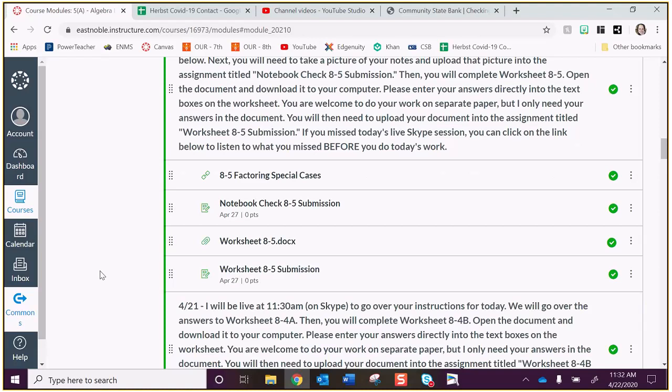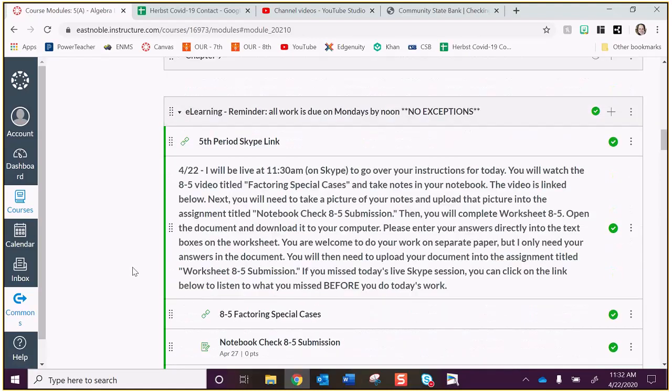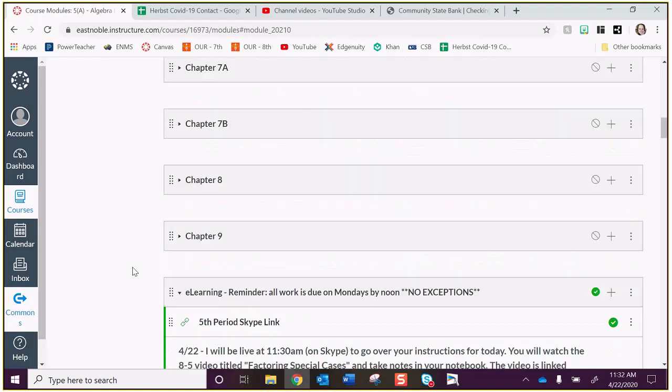Open that, download it to your computer, and then type your answers into that document before you re-upload it back to Canvas using this assignment down here. So it's watch a video, take notes, take a picture of your notes and submit those here, then work on the worksheet and submit the worksheet down below. That's all I really have to go over today.